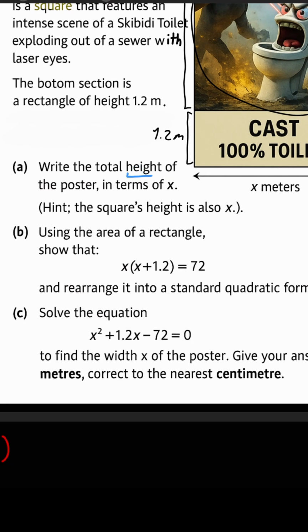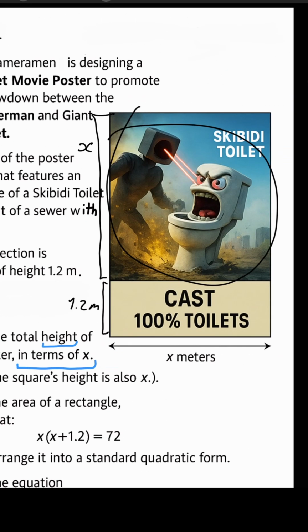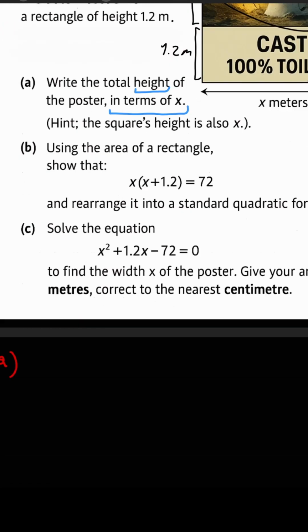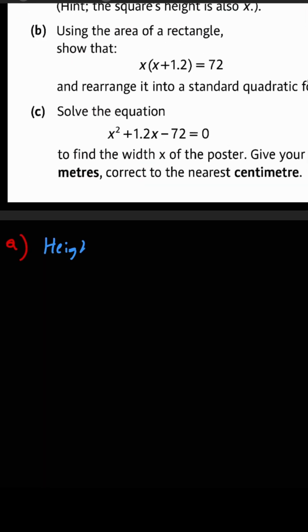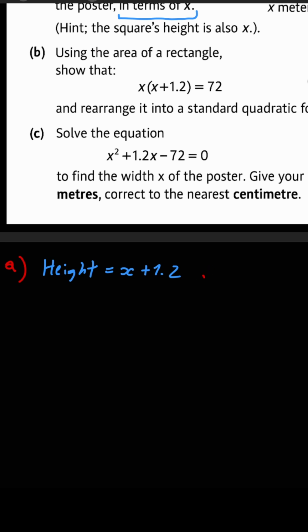Write the total height of the poster in terms of x. Hint, the square's height is also x. So it gave us that there, so we know that this is x. So we can write the height as x plus 1.2, and that will give you full marks.